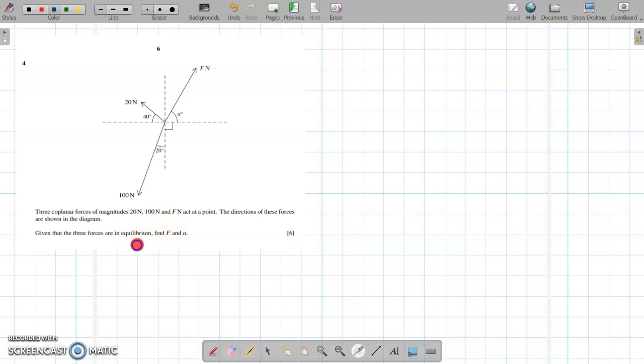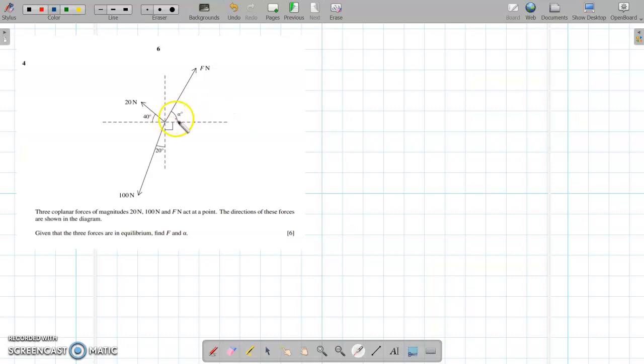Equilibrium means it's not moving. It means there's no acceleration. Okay, so everything's balanced out. That means you can resolve in any direction you like and the resultant force is zero. So we could resolve horizontally like that.